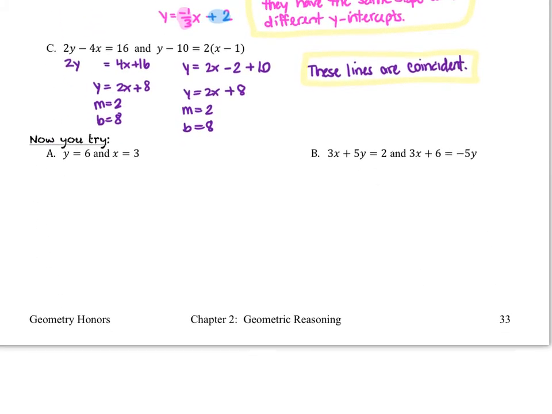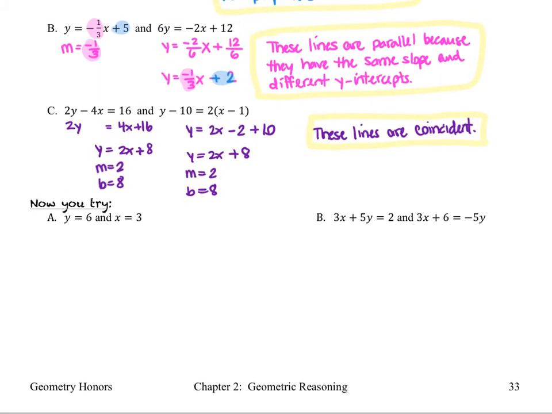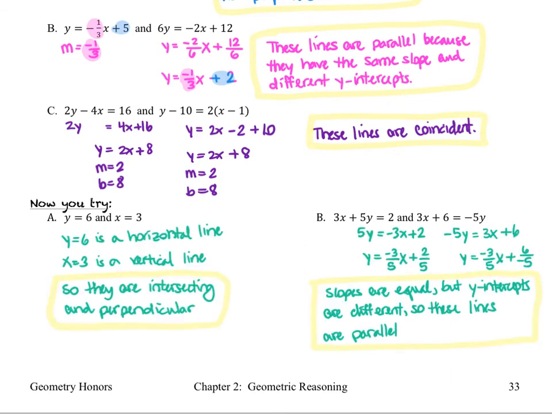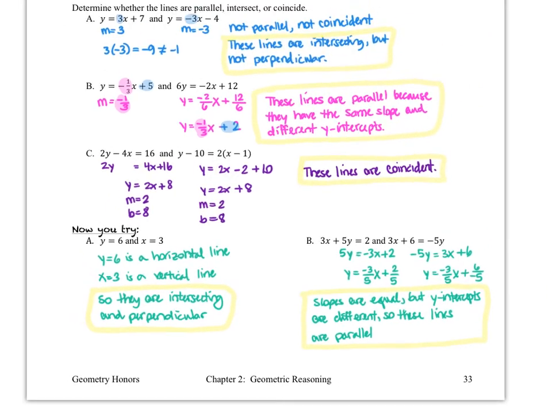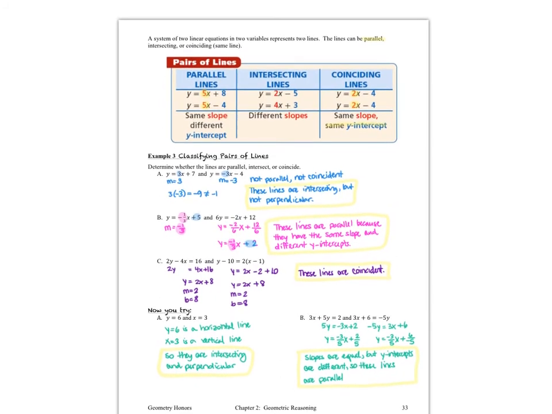Now, you've got a couple to try out yourself, so I'm going to ask you to pause the video, work on questions A and B of the Now You Try, and then turn your video back on when you're ready to check your work. Hopefully you didn't have any difficulty with those, and you remember that horizontal lines and vertical lines are perpendicular to one another. If you have any questions about these, bring them to class and we'll discuss them.